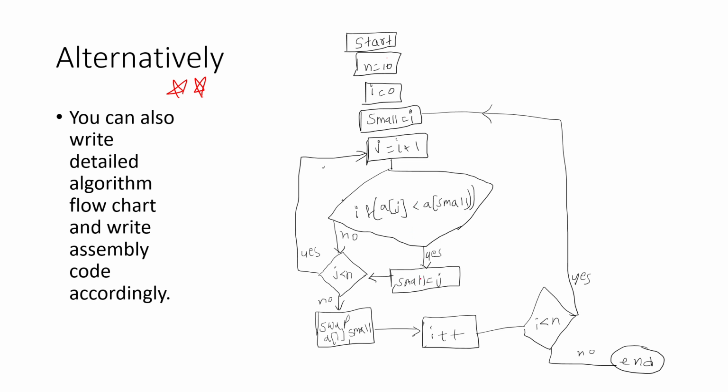If it is so, I'll take the position of the element, and I'll continue this until all the elements in the array get exhausted. Once all the elements in the array get exhausted, I will swap the first fixed position element with the smallest element, and then proceed to the next element, which is I plus plus, and check if all the numbers are exhausted. If they are exhausted, stop there. If they are not exhausted, continue doing the process. This is the algorithm for selection sort. We will come back to this later once we see the C code and assembly code.